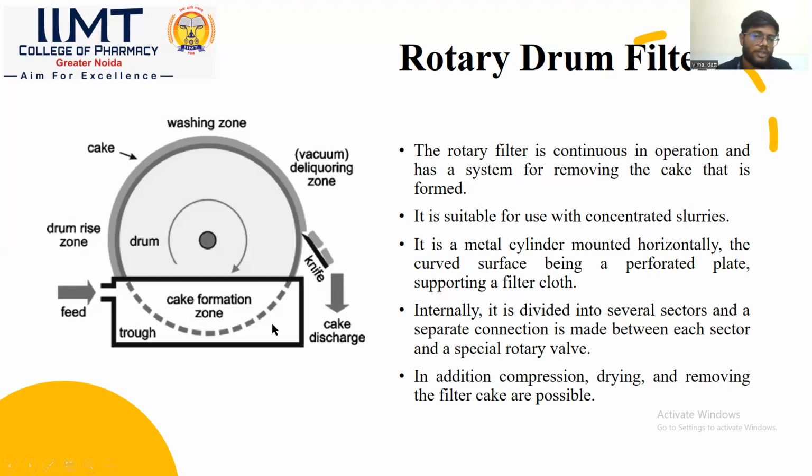So this is the machine, the rotary drum filter, in which we apply feed, or we can say slurry. Here, this is the cake formation zone. As the drum rotates, it takes the slurry over the filter medium, and this is the washing zone, and this is the vacuum or deliquoring zone in which the vacuum is applied to separate the liquid or filtrate. After that, lastly, the knife is attached to separate the filter cake, or cake discharge.